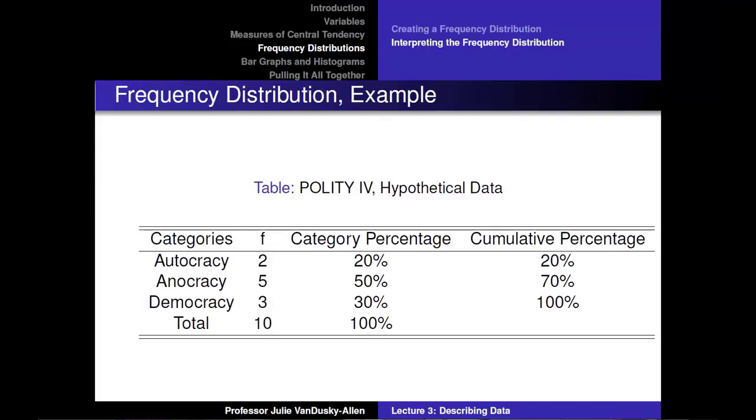Because the category percentage column tells you the percentage of observations within the variable that fit within each category, you can use the category percentage column to find the mode of a variable. The mode is just the category with the highest category percentage in the table. So for example, anocracy has a 50% category percentage, which is the highest value in the category percentage column. So anocracy is the mode for this variable. It is the most common category among the observations.